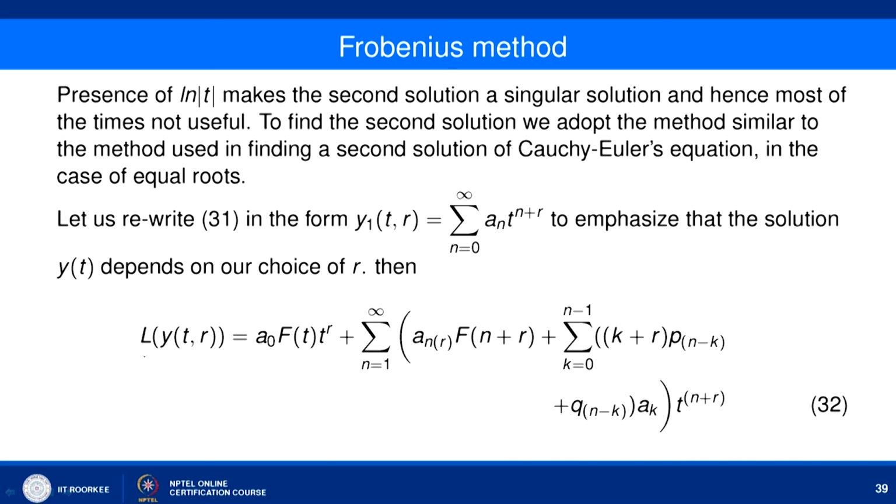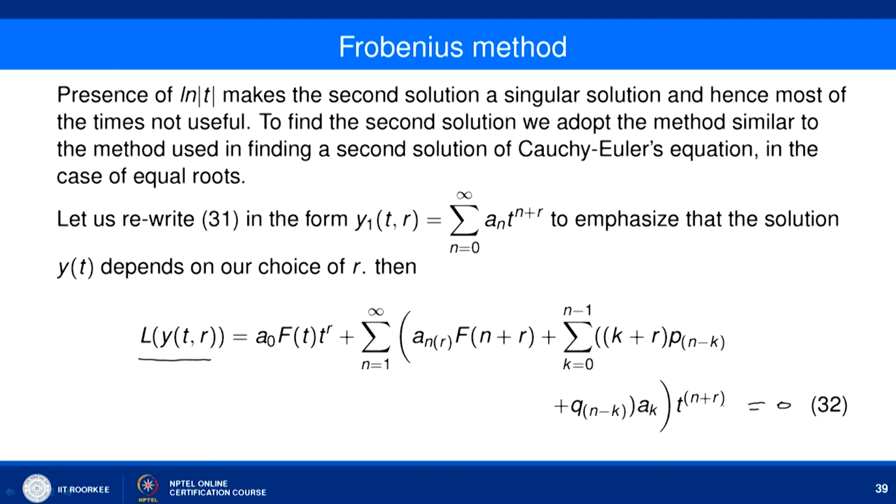Now, using this, our expression is written as L of y(t, r) equal to a_0 F(r) t to the power r plus the sum from n equal to 1 to infinity of [a_n F(n+r) plus the sum from k equal to 0 to n minus 1 of ((k+r) p_{n-k} + q_{n-k}) a_k] t to the power n plus r. That is the simplification of the differential equation when you put y(t, r) as a possible solution. So, we need to find the possibilities of r and the coefficients in a way such that this expression comes out to be 0.